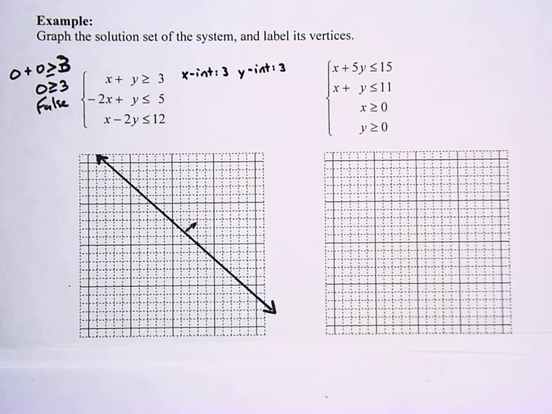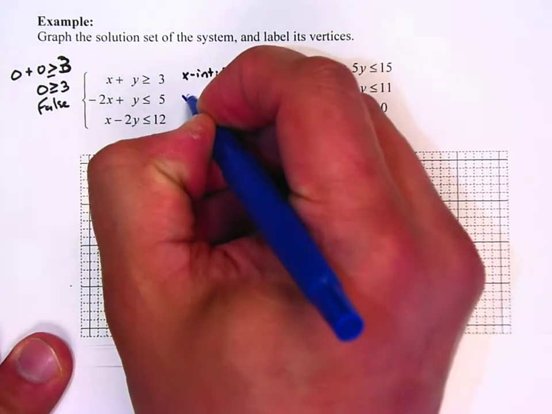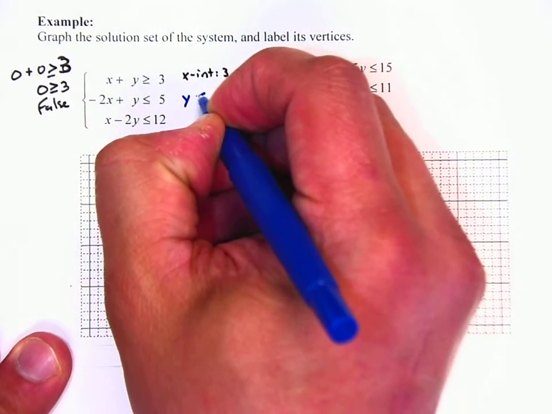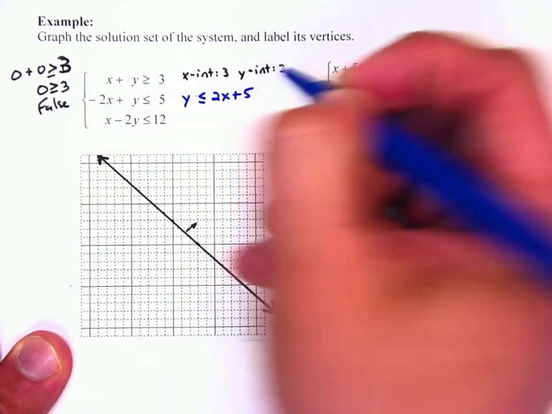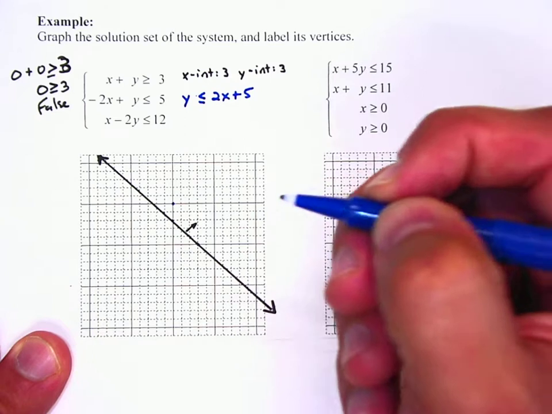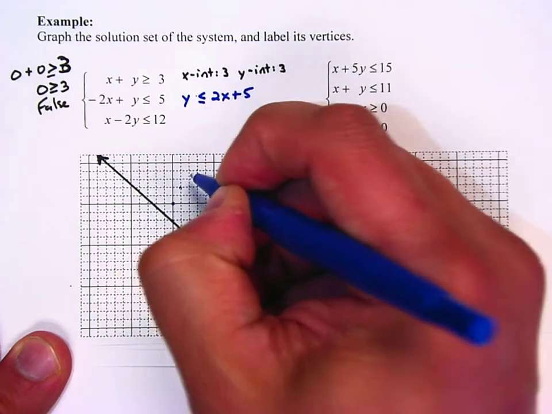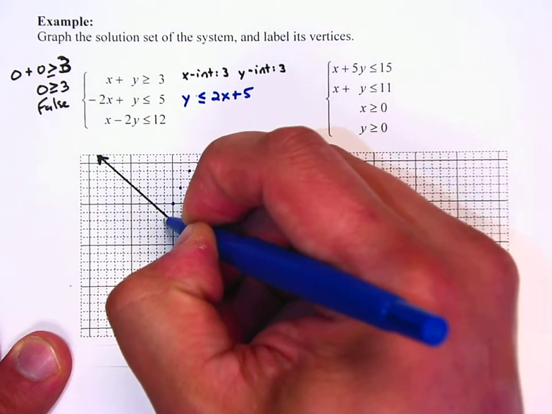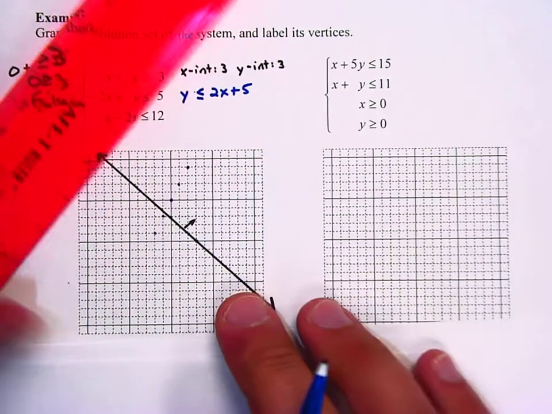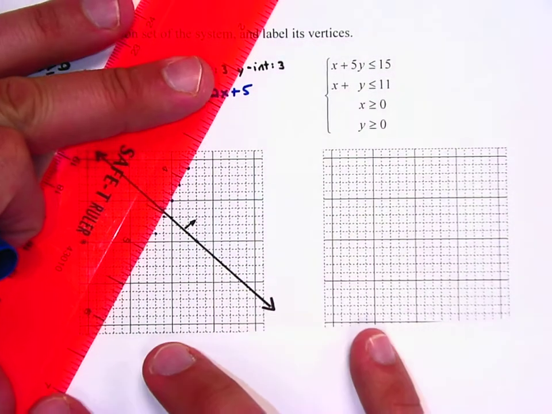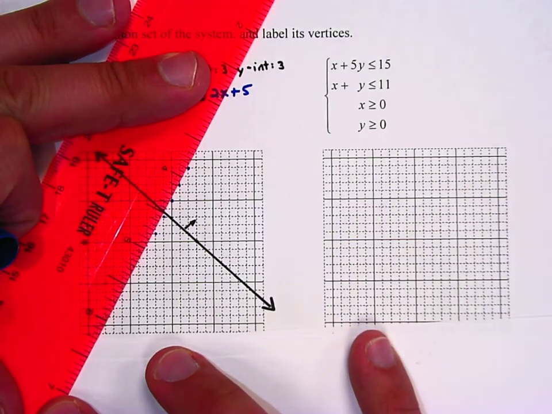Second equation, I'm going to just put in the slope-intercept form. That's going to give me y is less than 2x plus 5. Y-intercept of 5, slope of 2, up 2, right 1, down 2, left 1. Again, another solid line because it's less than or equal to.